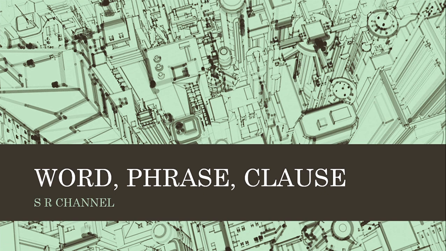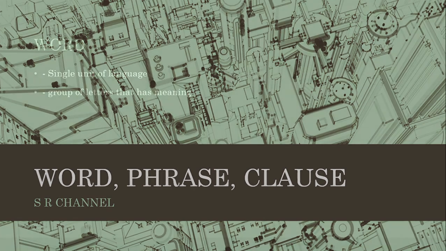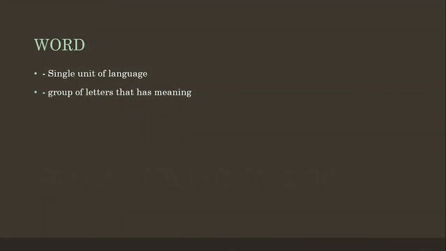Today's lesson is about word, phrase, and clause. What do I mean by word? A word is a single unit of language, or other people say that a word is a group of letters that has meaning. For example, bake, baking, to, for, slow, slowly, and many else. A word is a single unit of language.